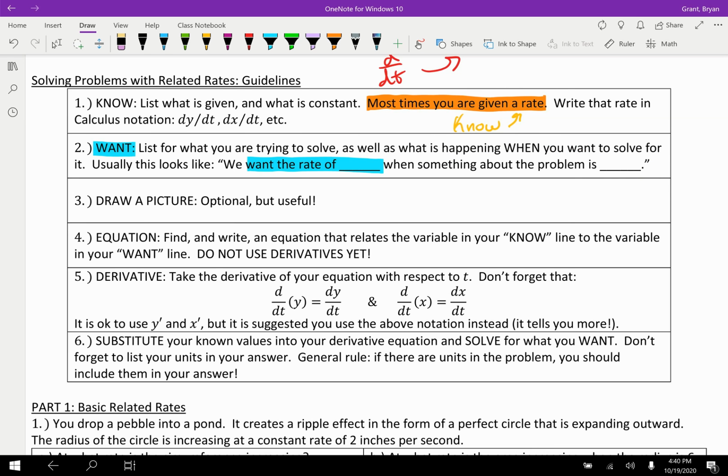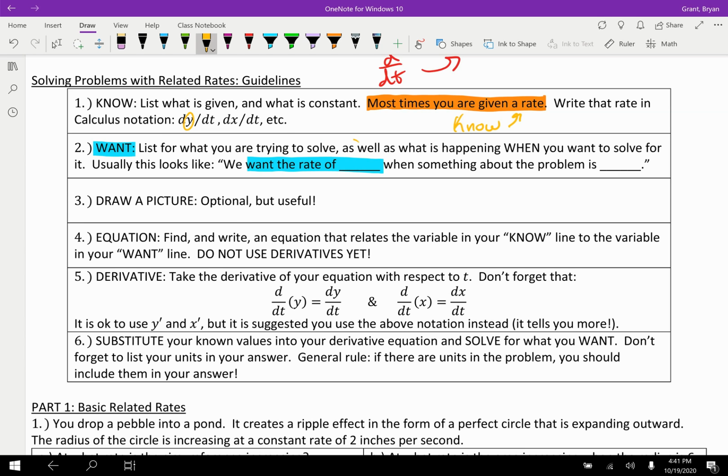The third step is drawing a picture, which I try to do unless the pictures are beyond my pictorial production, which does sometimes happen. And then we get to the equation part. The equation part is, okay, cool. We know a rate. We know we want another rate. We need an equation that connects the two of them. But we don't actually use any derivatives to start. All we do is we just take a look at the variable up here that is not the calculus part of it. We just look at y.